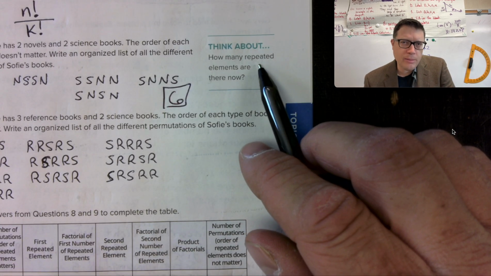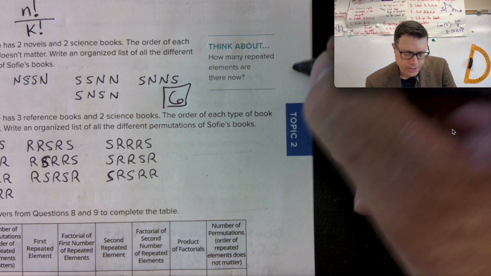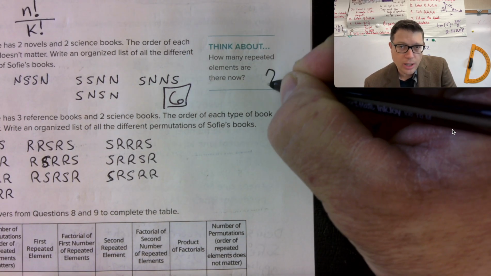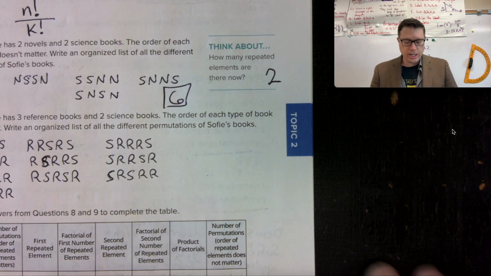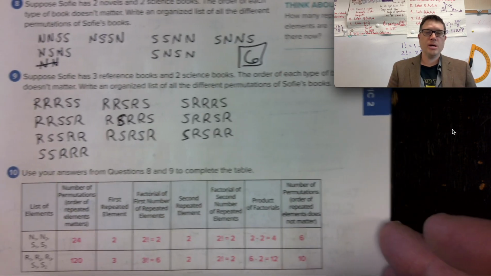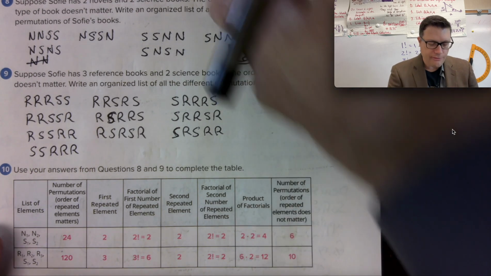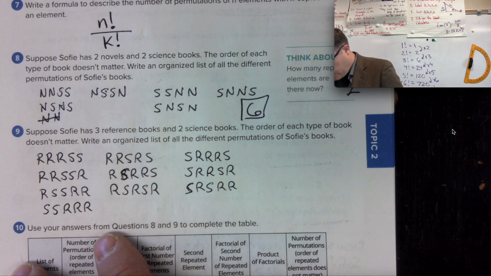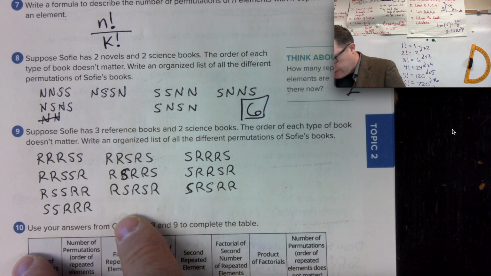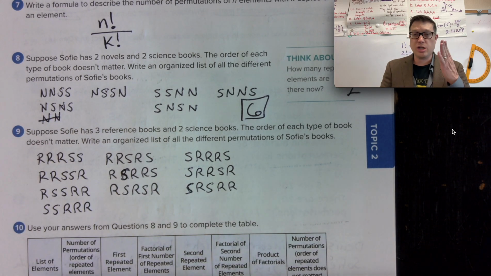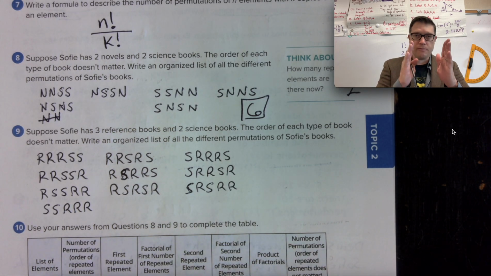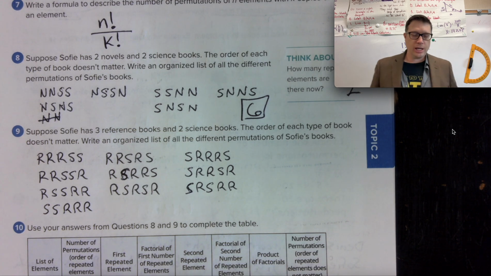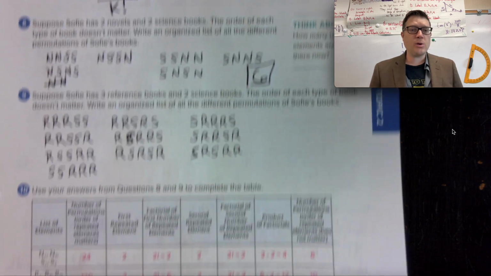How many repeated elements are there now? There are 2 novels and 2 science books. Because we now have 2 repeated elements, that's going to change our formula slightly from what we just talked about in question 7. Question 8: what method did you use to make sure you listed all possibilities? I just started systematically. Novel goes first, novel goes second, science goes third, science goes fourth, and I slowly moved the science books over into the middle of the group. We'll do the same thing in question 9.